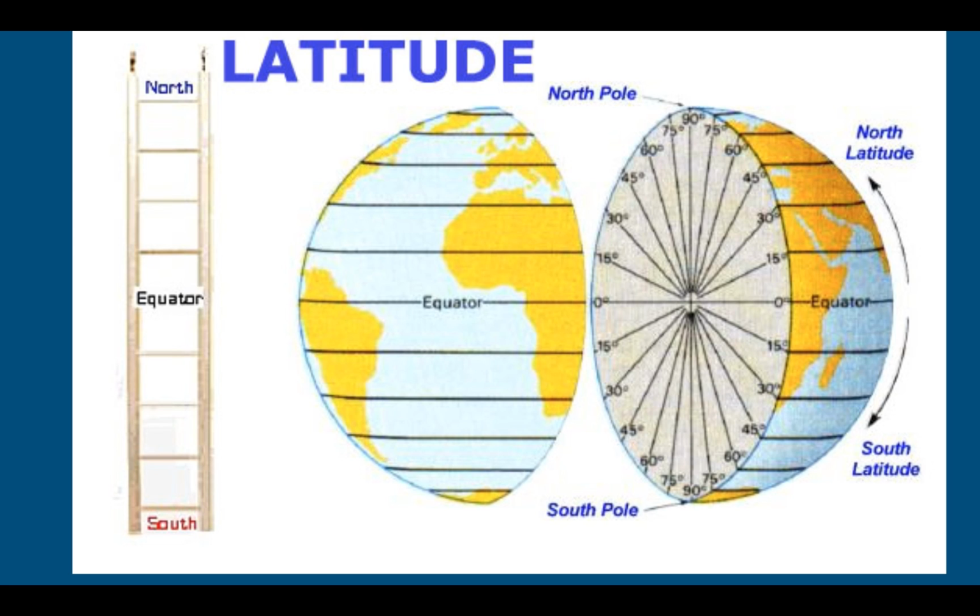When I say latitude, what I want everyone to think of is a ladder. If you go up the ladder, you are going north of the equator. If you are going down the ladder, you are going south of the equator. So that's an easier way to remember it just in case you get confused. So latitude, just think ladder, going up and then going down.